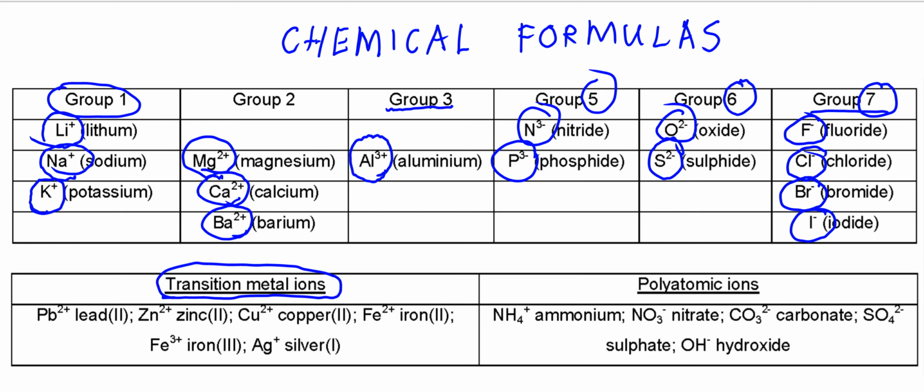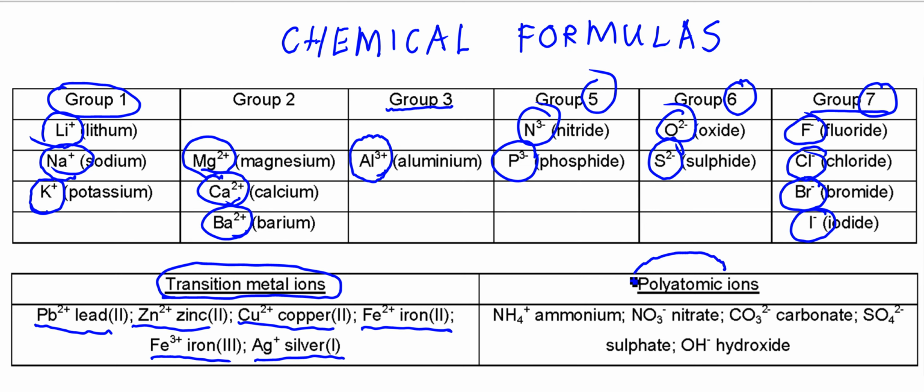For lead, the common charge of the lead ion is Pb2+. For zinc, the common charge is also 2+, so zinc is Zn2+. Copper commonly also has a charge of 2+, so copper ion is Cu2+. And iron can have a 2+ charge or 3+ charge, so we have iron 2+, Fe2+, or iron 3+, Fe3+. Finally, silver is Ag+.